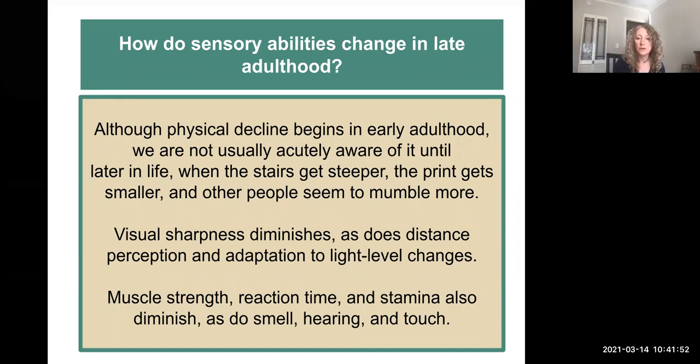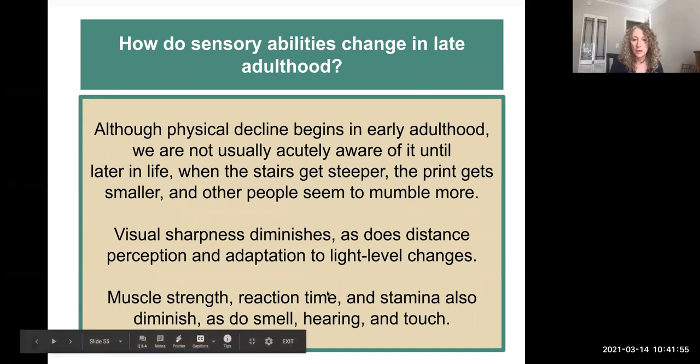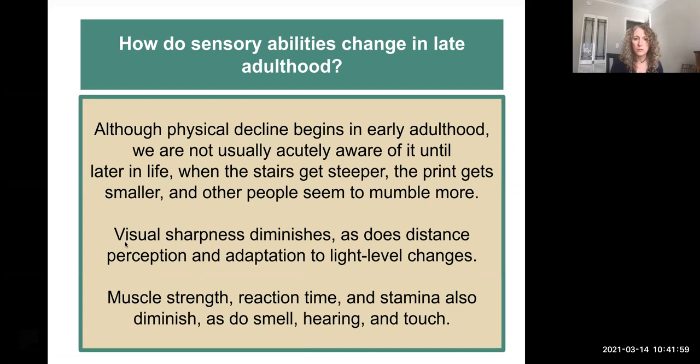Muscle strength, reaction time, and stamina also diminish, as do smell, hearing, and touch. And I don't know if I mentioned this one. Visual sharpness diminishes, as does distance perception and adaptation to light level changes.